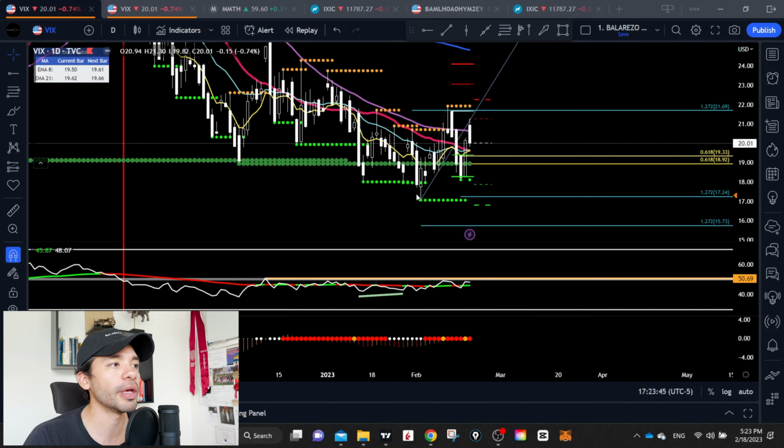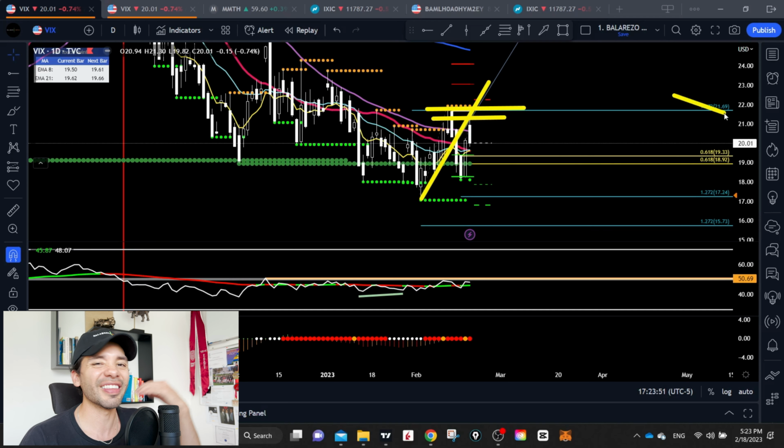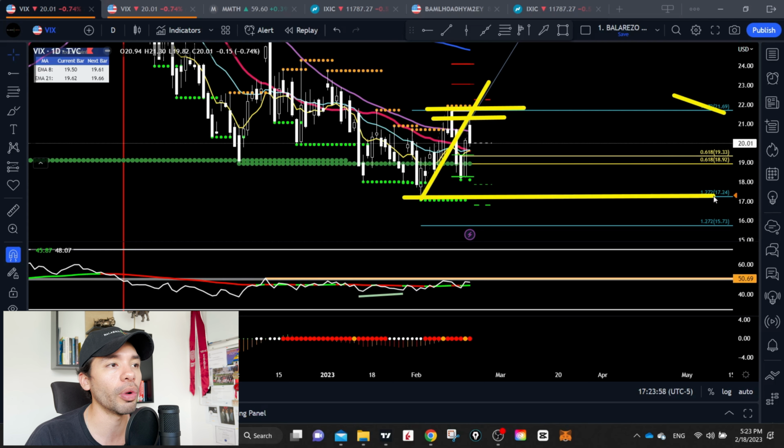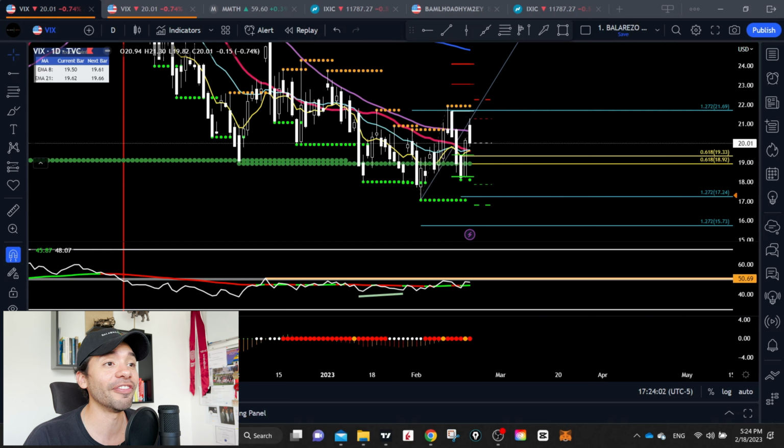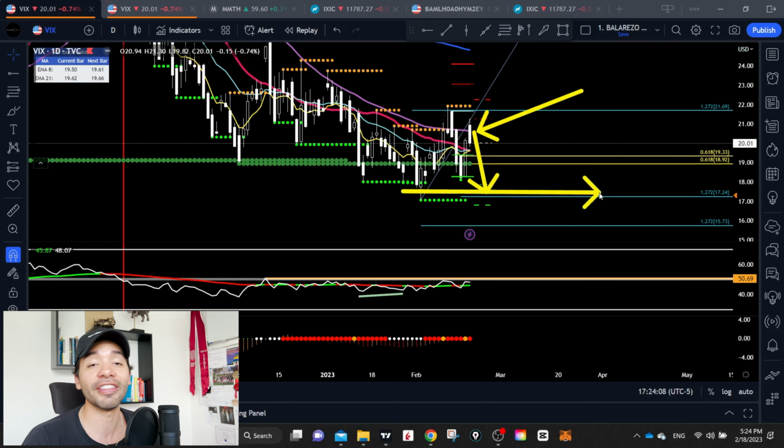The level of resistance is basically above this high right here, the high of last week, somewhere around 21. That's the level of resistance that I'm going to be watching for the VIX, and the level of support is this level right here, somewhere around 17.24. So the expectation is that if the VIX finds resistance here, I'm expecting a flush all the way to retest these lows at 17.24.